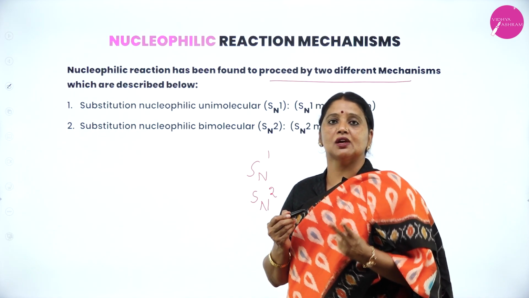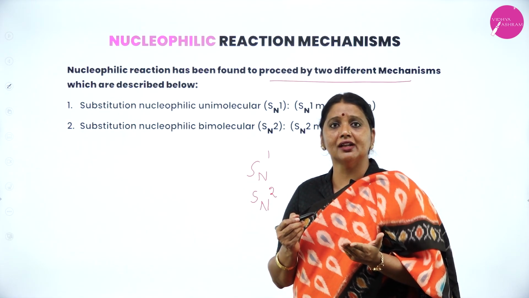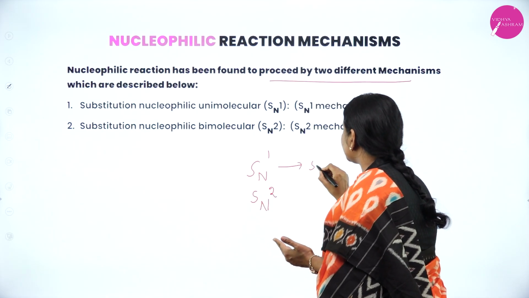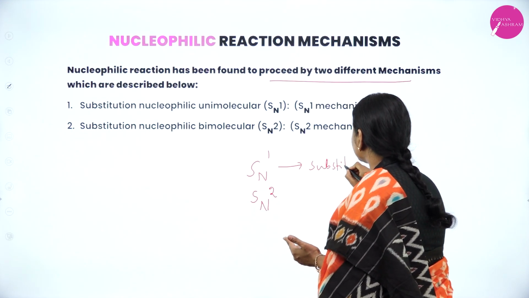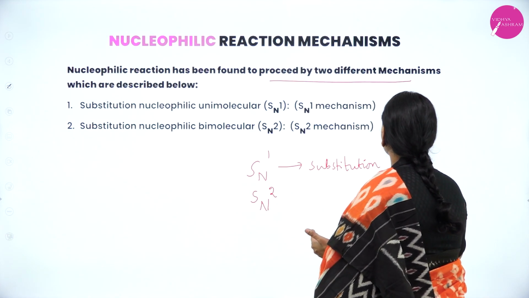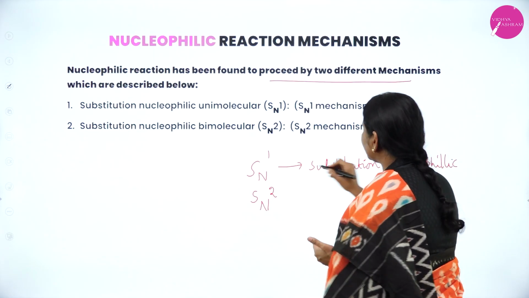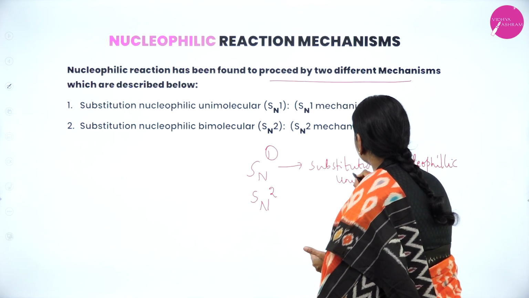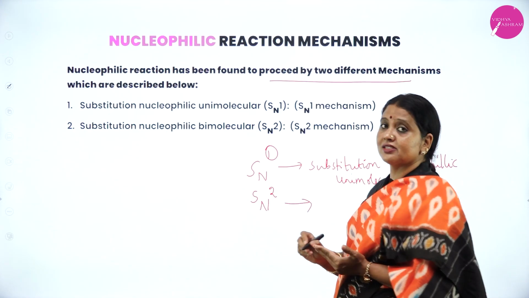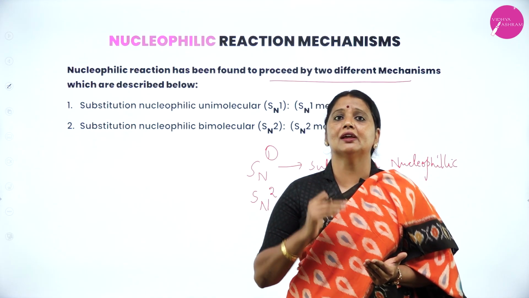What are the 2 mechanisms of nucleophilic substitution reaction? The 2 mechanisms are SN1 mechanism and SN2 mechanism. In SN1, S stands for substitution, N for nucleophilic, and 1 stands for unimolecular. SN2 means substitution nucleophilic bimolecular.